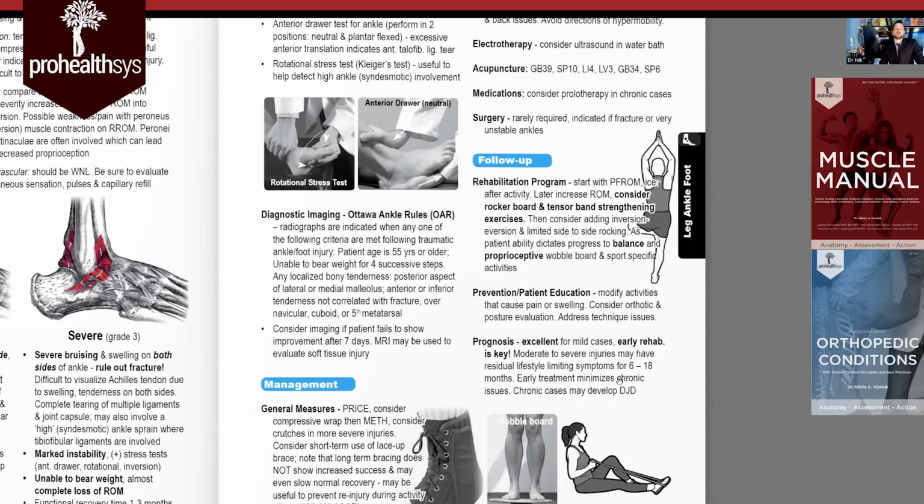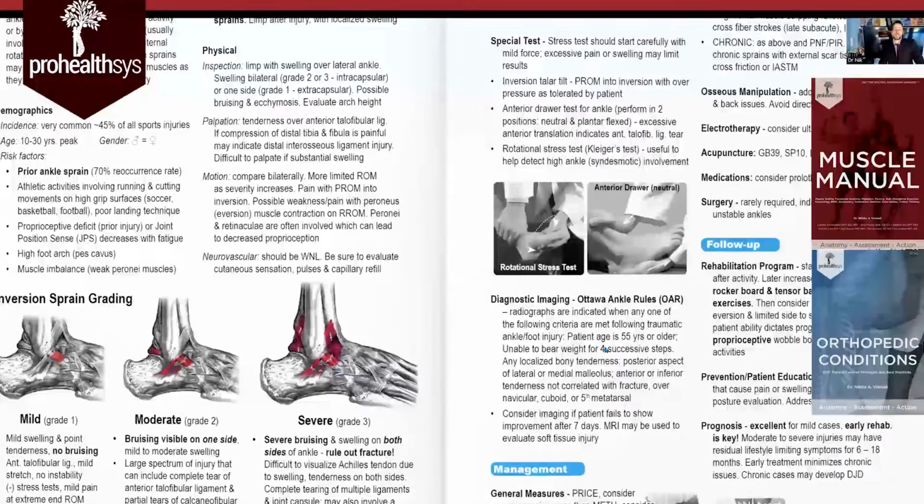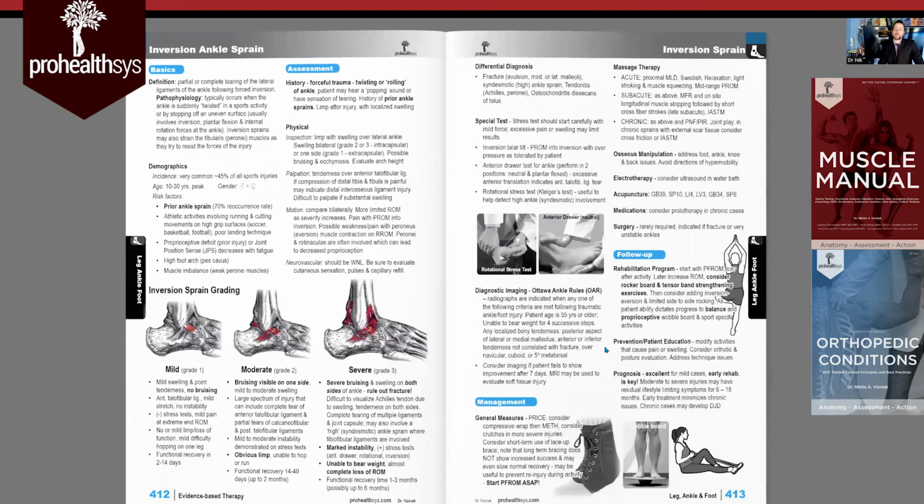So that would be a good example of us walking through an inversion ankle sprain. Absolutely fantastic condition. We can do a lot for our patients. Remember, know your anatomy, detailed assessment, education, once you get the correct diagnosis, education, exercise, empowerment, and our manual therapies are all going to be wins for these patients.